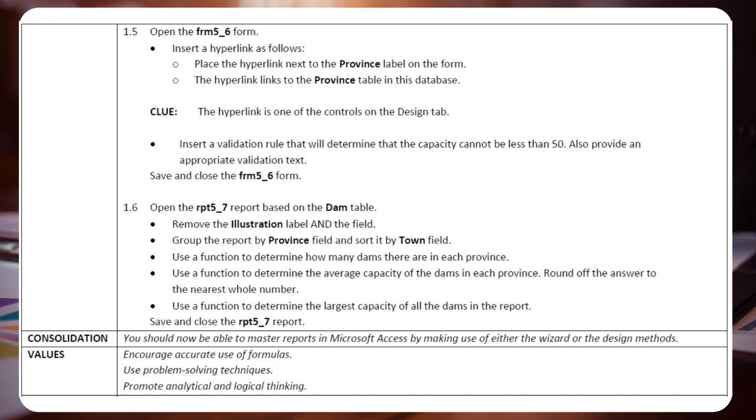1.6 Open the RPT5_7 report based on the dam table. Remove the illustration label and the field. Group the report by province field and sort it by town field. Use a function to determine how many dams there are in each province. Use a function to determine the average capacity of the dams in each province. Round off the answer to the nearest whole number. Use a function to determine the largest capacity of all the dams in the report. Save and close the RPT5_7 report.